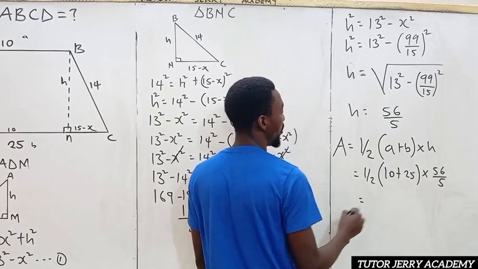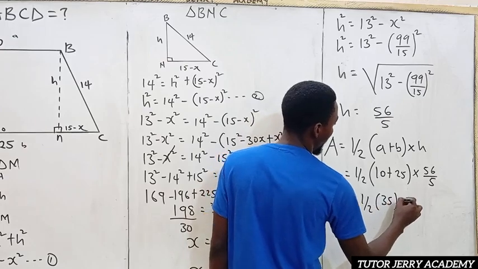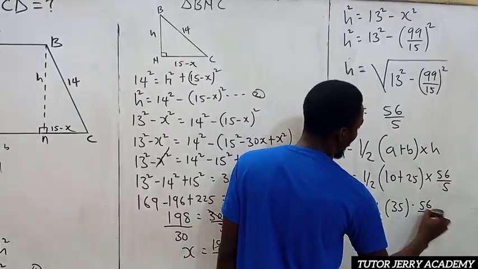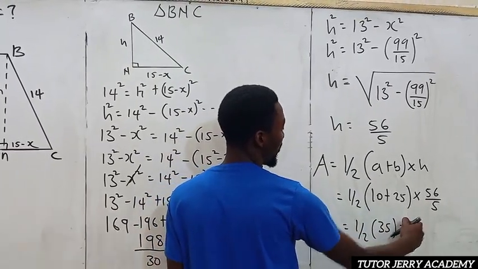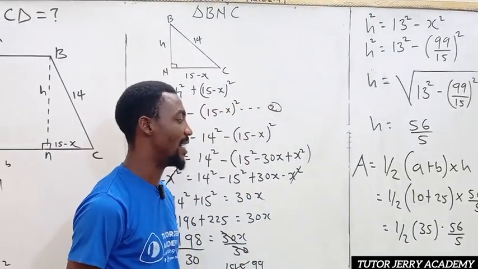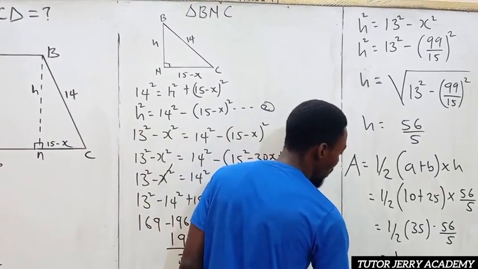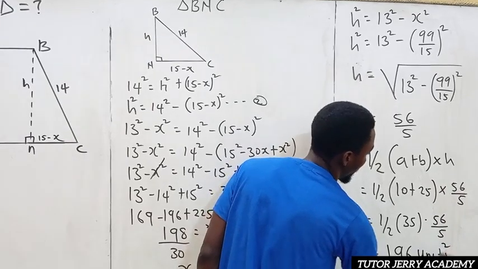So this will be equal to half into 35, then multiplied by 56 over 5. If you do this, 35 multiplied by 56 divided by 10, you are going to have 196. So this is going to be 196 units squared.